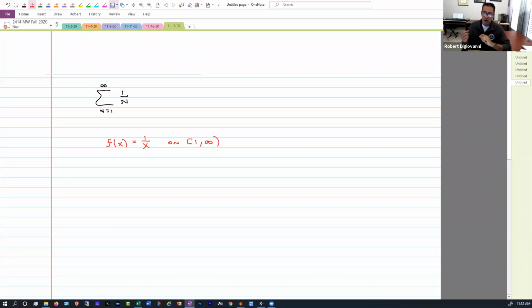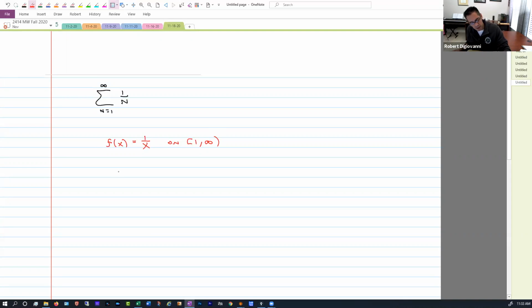So I'm not going to do this, but we could check that it's continuous. Okay, it is continuous because the only problem we have is at 0, and we're only looking between 1 and infinity. So it's continuous. It's positive, and it's decreasing. I'm not going to show all that because it'll take too much time.